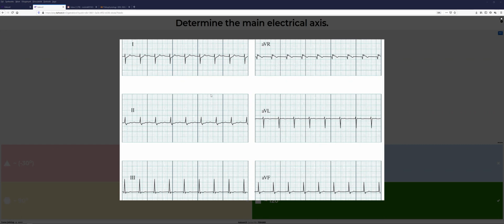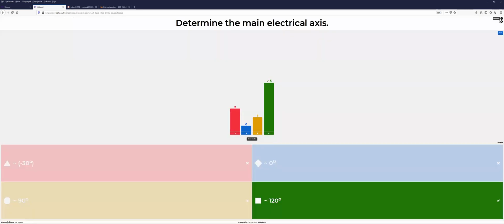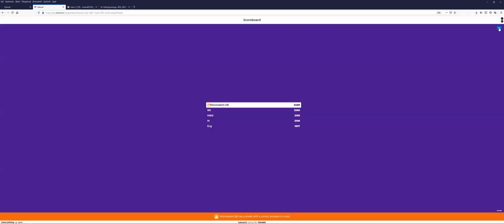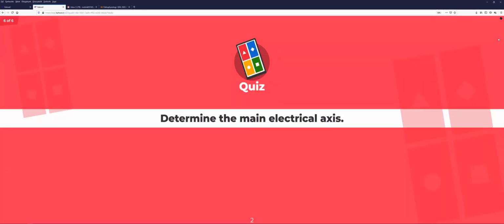So this is located on the right side as 120. But it cannot be on the left side because lead number 1 is negative, so it has to be on the right side. So that's 120. So we do have a pathological right deviation. Okay, good. All right. Next.